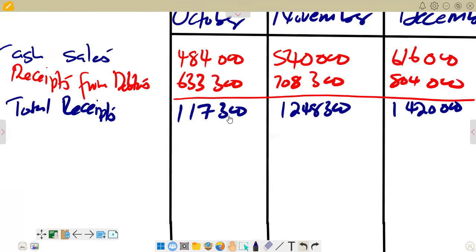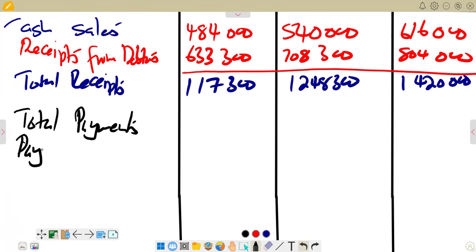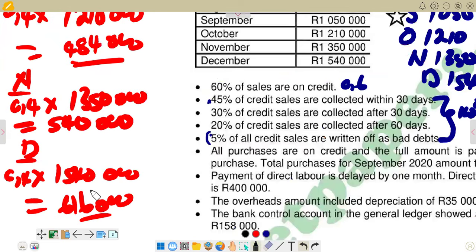Then after getting our total receipts, now we are going to the total payments section. We put our total payments here. But to calculate those total payments, we are going to have payments to creditors. Remember, those purchases are going to be representing these payments to creditors, and we are saying the following month. So we go back there to see the instruction in terms of purchases. We are saying all purchases are on credit.